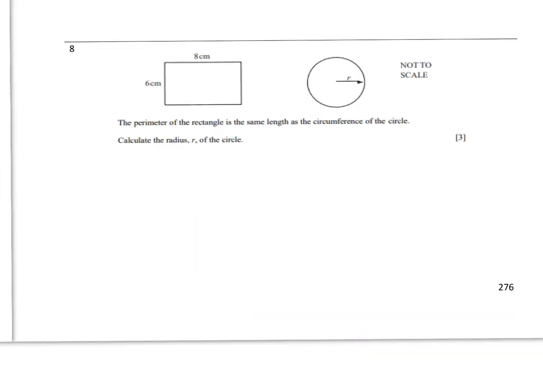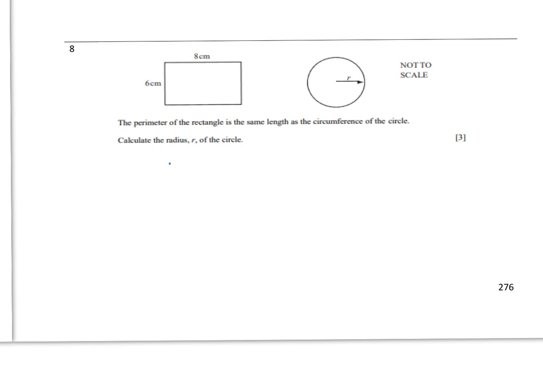Number 8. Can you read? Speak up. The perimeter of the rectangle is the same length as the circumference of the circle. Calculate the radius r of the circle. Perimeter of rectangle equals circumference of the circle. So perimeter of rectangle equals what?